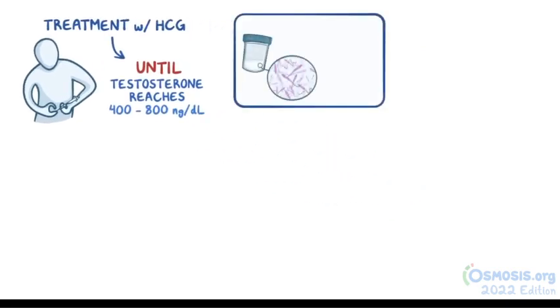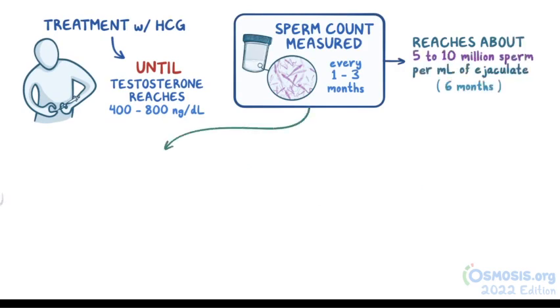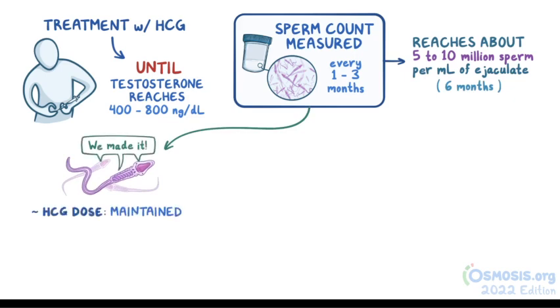At that point, the sperm count is measured every 1 to 3 months, and typically reaches 5 to 10 million sperm per milliliter of ejaculate in about 6 months. If the sperm count hits the target, the HCG dose should be maintained, and a sperm analysis should be checked every 1 to 3 months.